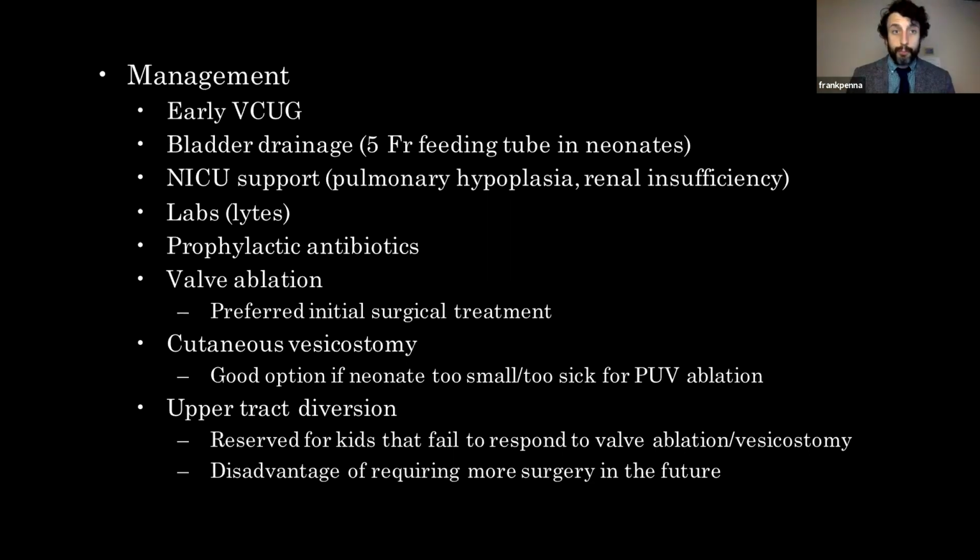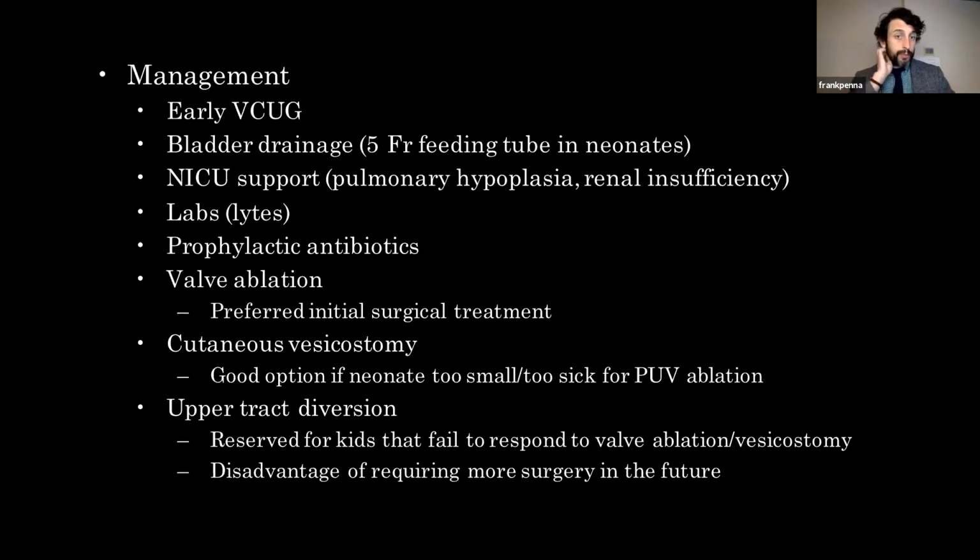NICU support, mainly for pulmonary reasons, obviously labs. I mentioned prophylactic antibiotics, important in this kid, high risk for infection. Valve ablation is the surgery I would do. If he's big enough, I can put a camera in his urethra and actually, I just do a cold cut with what we call a resectoscope. It's a special kind of camera. I can just cut that valve tissue with the cold knife, with the scope. And that usually does the trick.